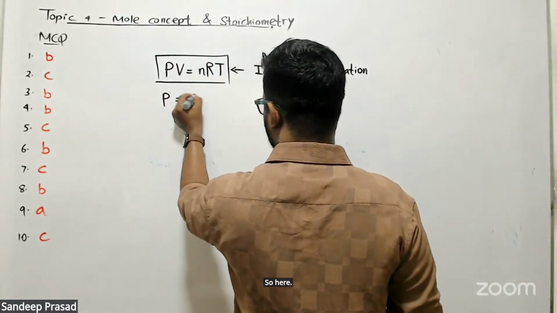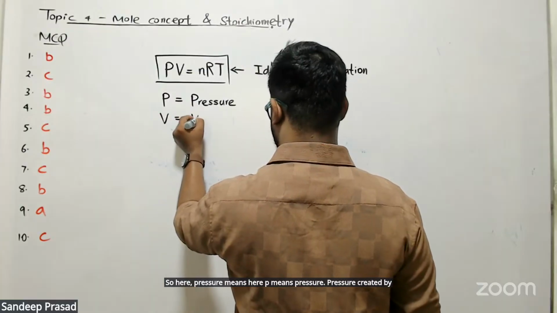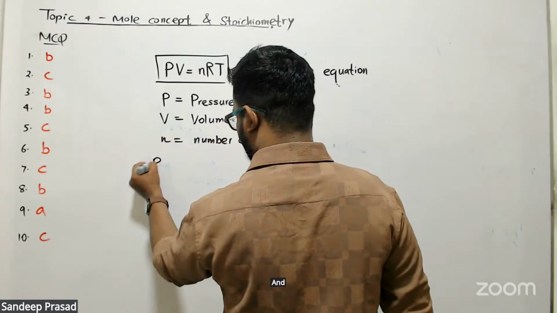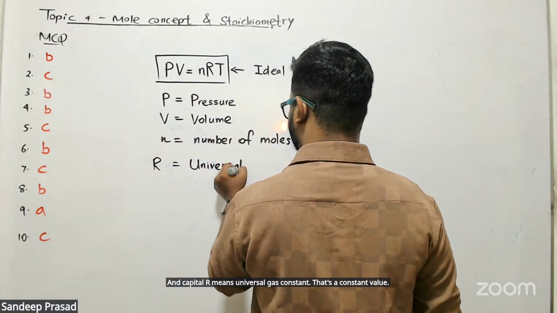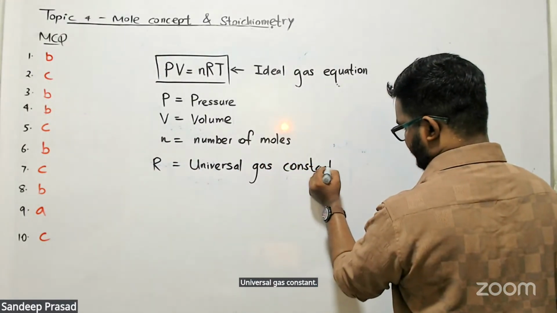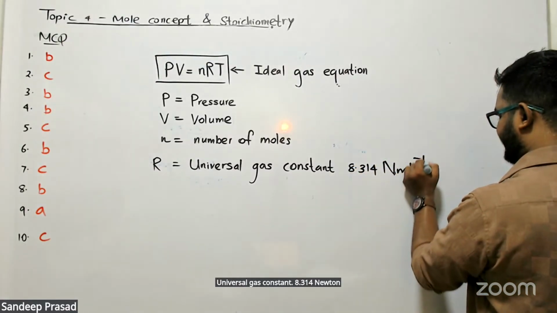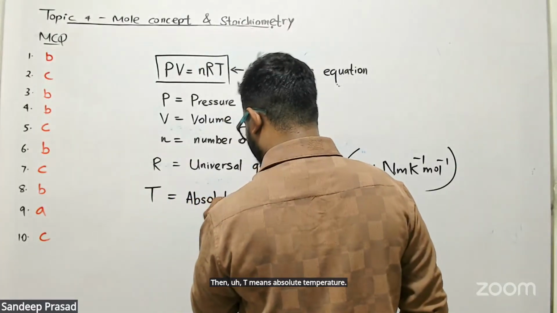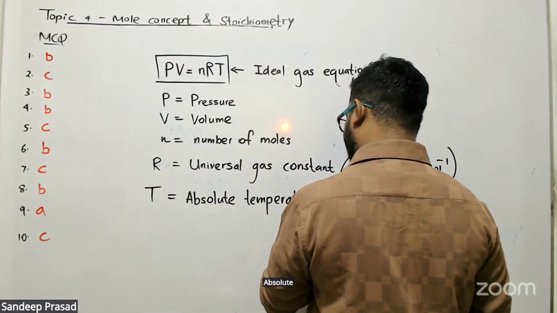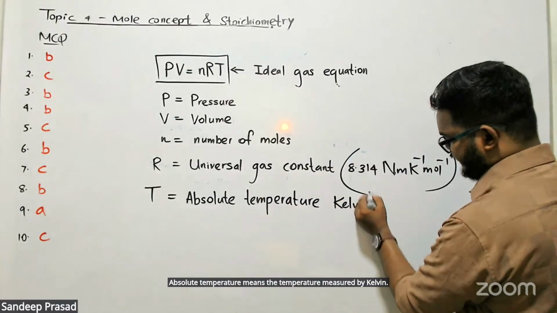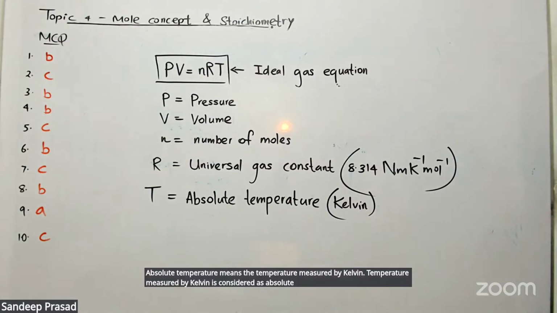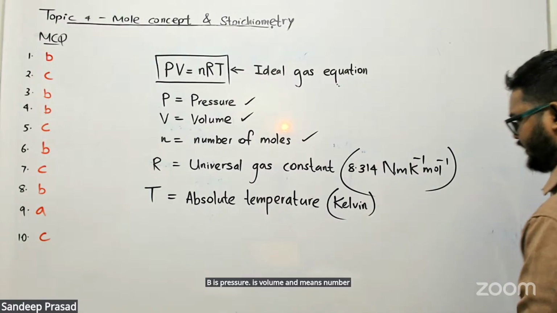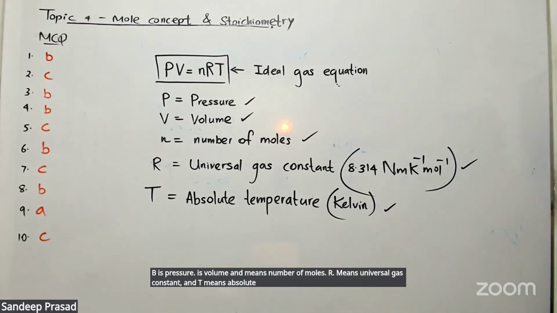Here P means pressure, the pressure created by the gas. V is the volume. n means number of moles. And capital R means universal gas constant. That's a constant value, 8.314 Newton meters per Kelvin per mole. Don't worry about these things, okay? Then T means absolute temperature. What does absolute temperature mean? Absolute temperature means the temperature measured in Kelvin. What is the ideal gas equation? PV equals nRT. P is pressure, V is volume, n means number of moles, R means universal gas constant, and T means absolute temperature. Got it?